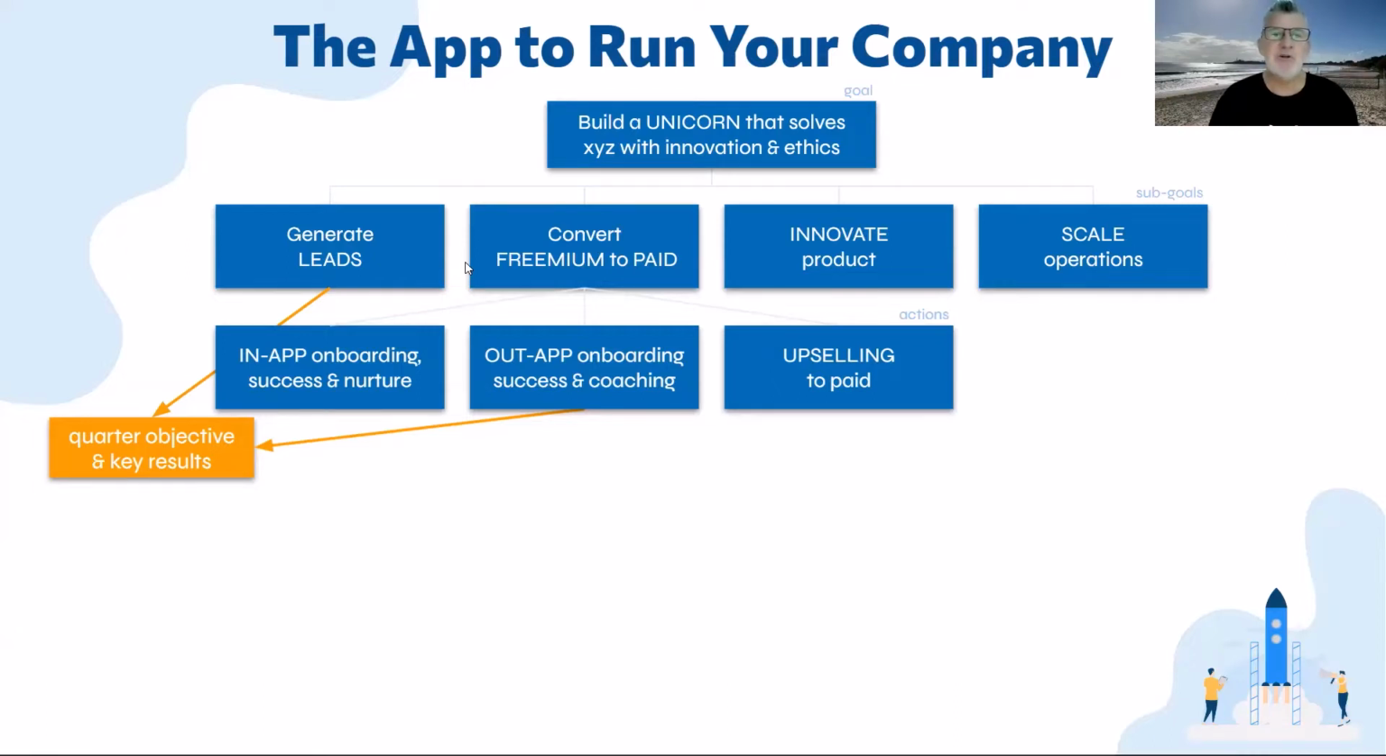Pro tip number two, it's not all cascading. So you'll find different quarters, you're working on different aspects of the tree. So this quarter for us, it's very much about innovating the product. We've got a new release coming next quarter. So our OKRs, as you'll see in the example, are driven off that innovating the product point in the tree right there.